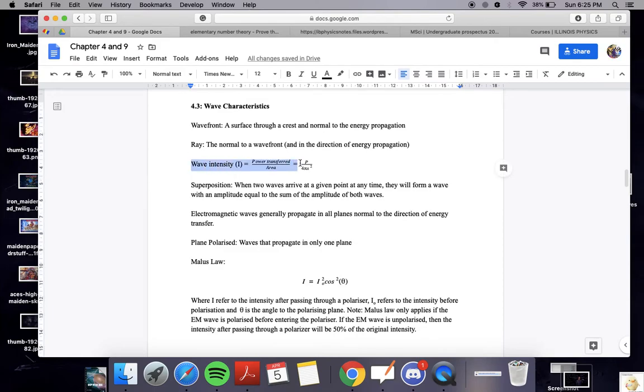Now we have wave intensity. So like I said earlier, waves are a disturbance that transfers energy. Because it transfers energy, it must also transfer power, because power is just energy transferred over time. So now we know that intensity is always given by the formula power over area. So it is P, as in the power transferred, over 4 pi x squared.